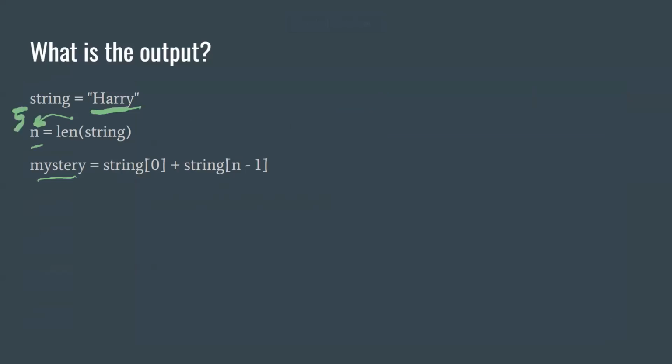And I want the string at position 0. So the character at position 0 from this variable. This is h. And the character at position n minus 1. So n is 5, n minus 1 is 4. And you can basically count from 0 up to 4. You will find this is y. Okay. The general idea is the character at len minus 1 is always the last character. Okay. So mystery here will be hy.